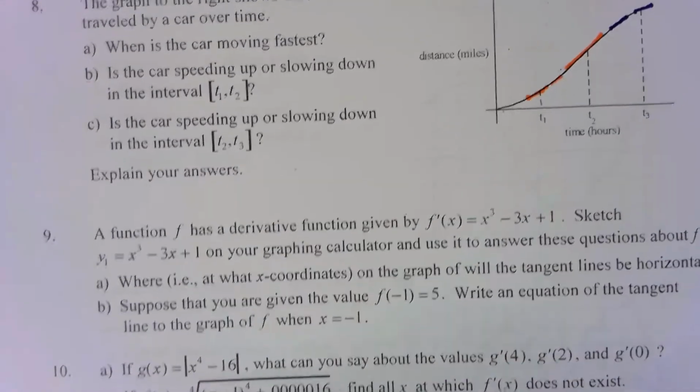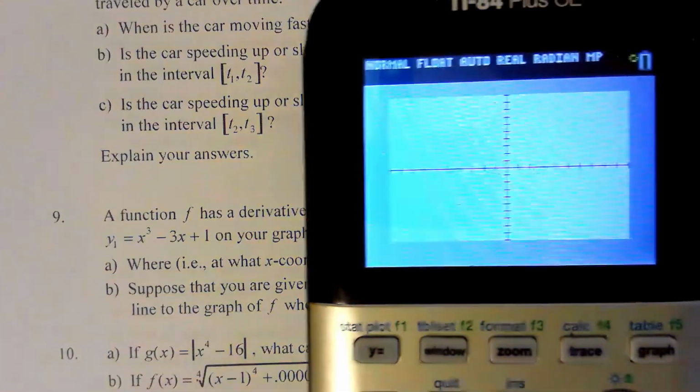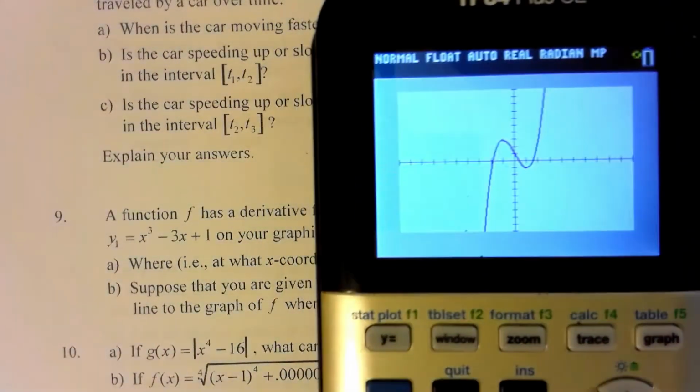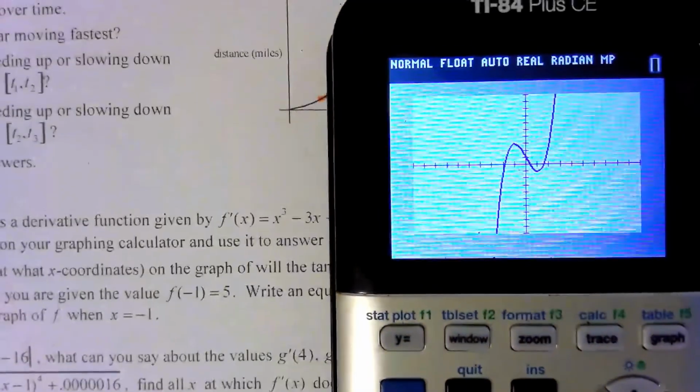Number 9, we're given a derivative. We want to sketch this thing on the calculator and use it to answer the following question. So let me put that in my calculator. So x cubed minus 3x plus 1. Graph. Oops, gotta change my window, hang on. I'm going to do a zoom 6, and there's the graph. Now don't forget, this is the graph of the derivative, right?